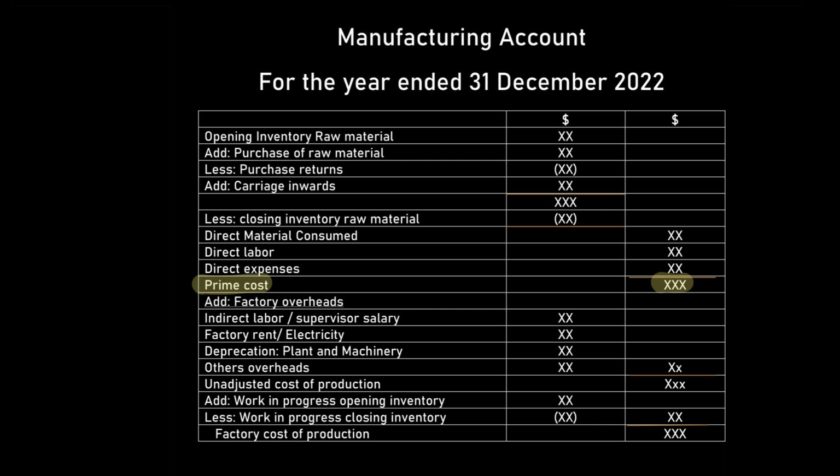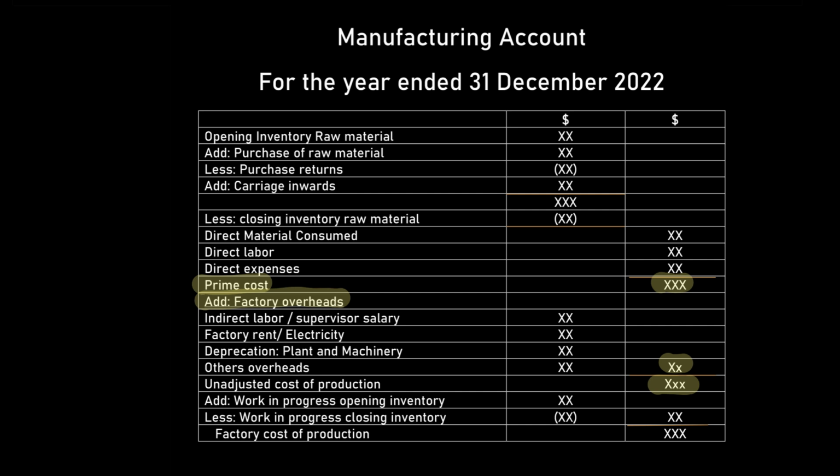Okay, now after adding your direct cost, we need to add our factory overheads. All right, so our factory overheads can include indirect wages or salaries, factory rent, electricity bill, depreciation of plant and machinery, and other overheads. Remember, I'm only talking about factory overhead. Once we add the total of our prime cost and factory overheads, that gives us the unadjusted cost of production. So till AS level, our equation was to add up direct cost and overheads to arrive at the unadjusted cost of production.